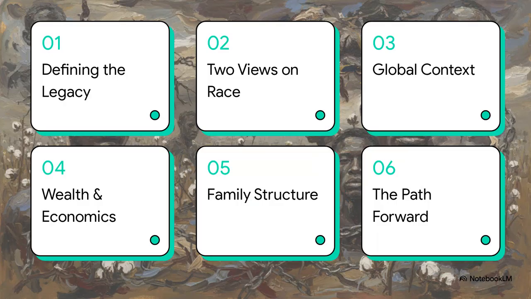So here's our quick roadmap for today. First, defining the legacy. Second, two views on race. Third, global historical context. Fourth, wealth and the 1619 Project. Fifth, family structure shifts. And finally, number 6, the path forward.